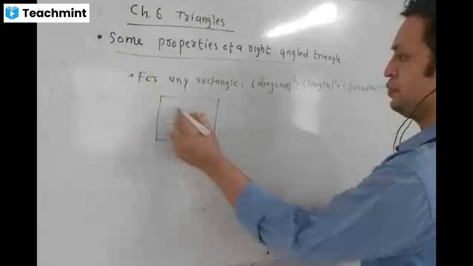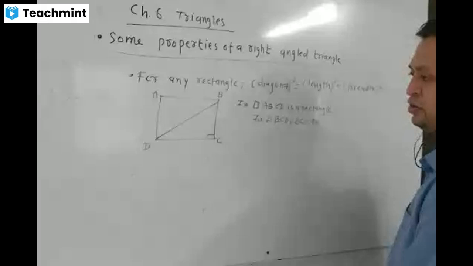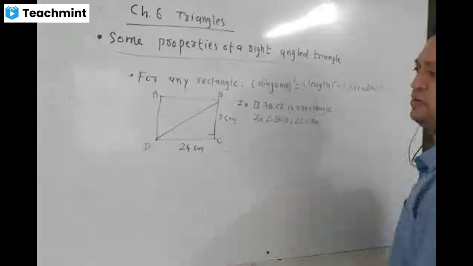ABCD is a rectangle. Then we join BD, the diagonal. In triangle BCD, angle C is equal to 90 degrees. Suppose the length of DC is 24 centimeter and BC is equal to 7 centimeter. Find the length of the diagonal BD.